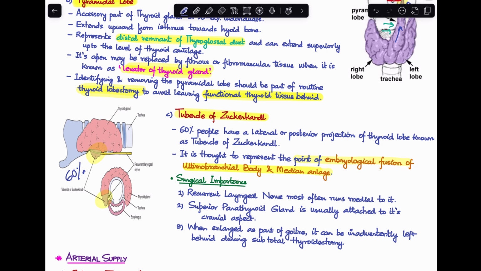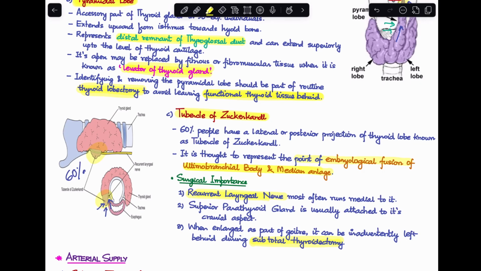So, what is the importance of having this tubercle of Zuckerkandl? First of all, we have to know that the recurrent laryngeal nerve most often runs medial to it. If you see in the image over here, this is the tubercle of Zuckerkandl, and medial to it, you can see that the recurrent laryngeal nerve is passing. Second, the superior parathyroid gland is usually attached to its cranial aspect. And third, when this gets enlarged as a part of goiter, it can inadvertently get left behind during subtotal thyroidectomy. So that's all about the pyramidal lobe and the tubercle of Zuckerkandl.